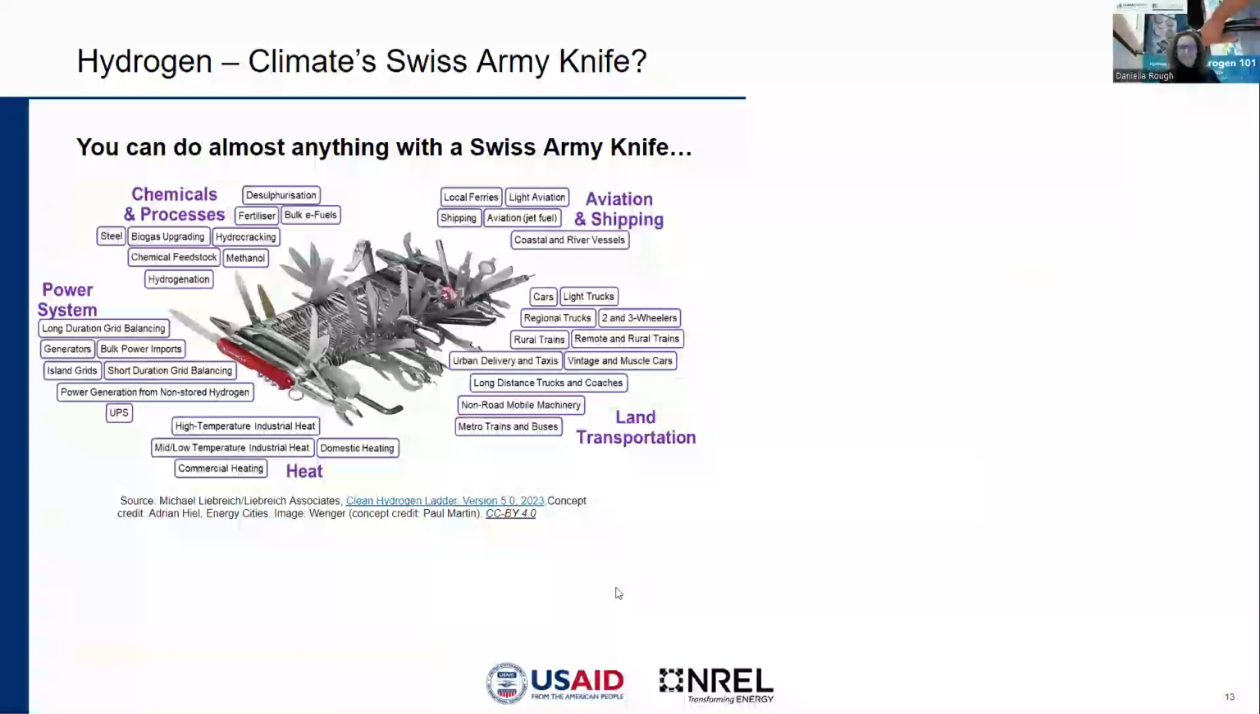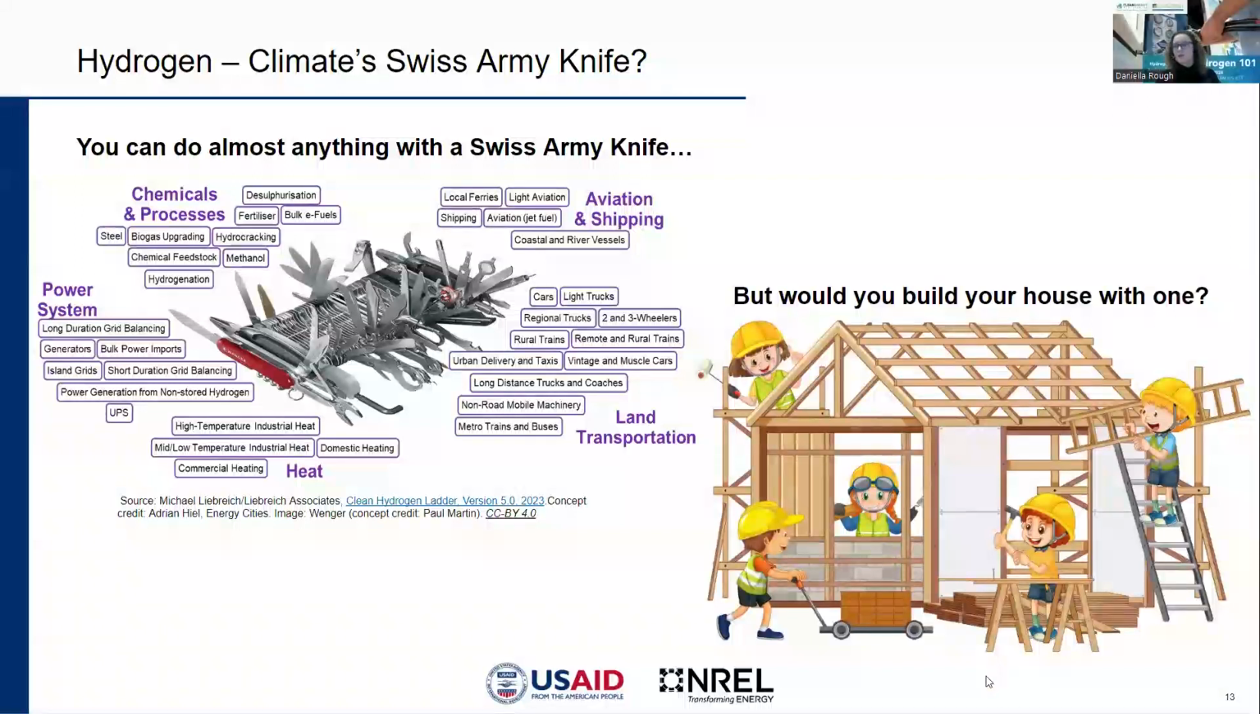So much to the extent that many kind of refer to hydrogen as climate's Swiss Army knife. It can do everything. It can solve every problem, right? Well, maybe not solve every problem, but it certainly can be considered a Swiss Army knife in the sense that it can be a tool for almost every job. And I think this is a really important analogy because although it can be a tool for almost every job, the question I ask you is, should it be used for every job, right?